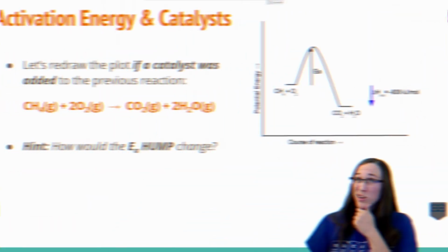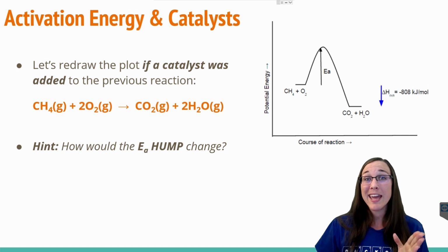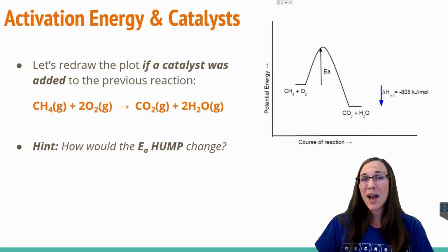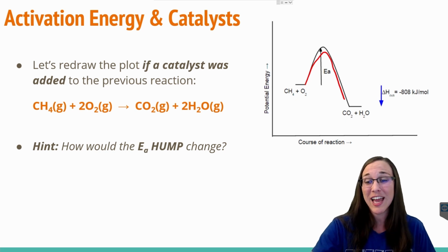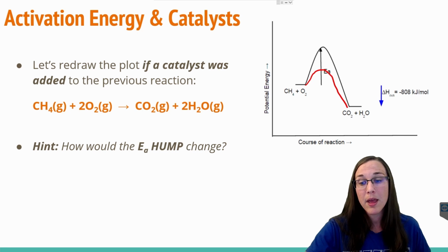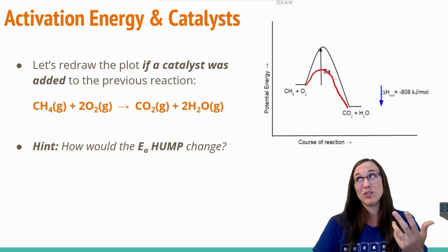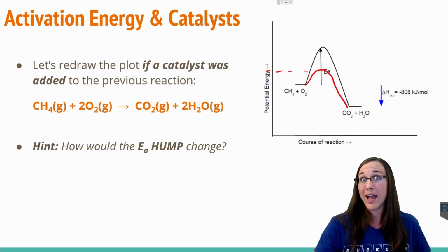Hang tight. So what if we took that same exact chemical reaction we started with and we added a catalyst to it? How would this hump change? What would happen to that activation energy? We would literally depict that as a smaller hump. Now, how much smaller? Arbitrary, unless they give you an actual value that you're going to measure along the y-axis.